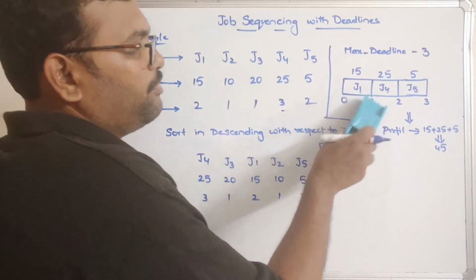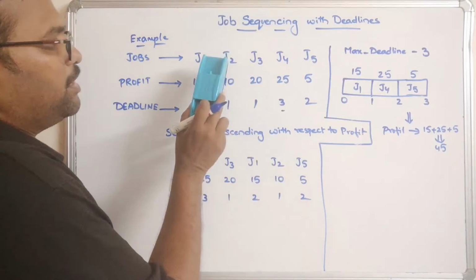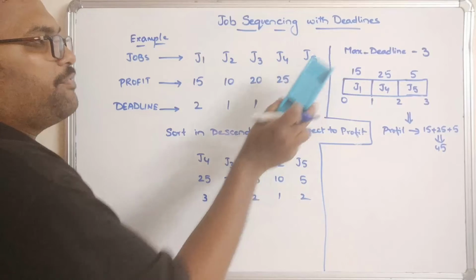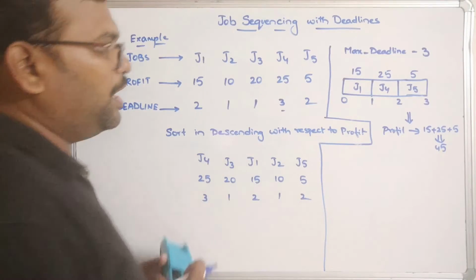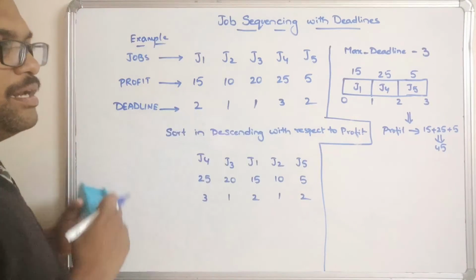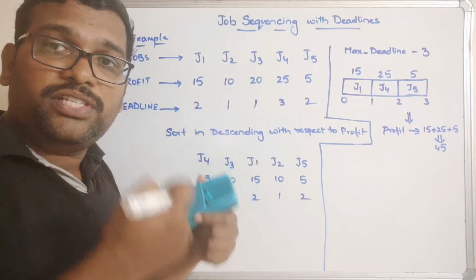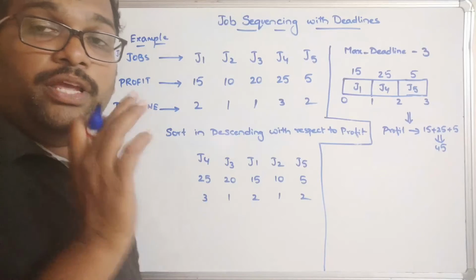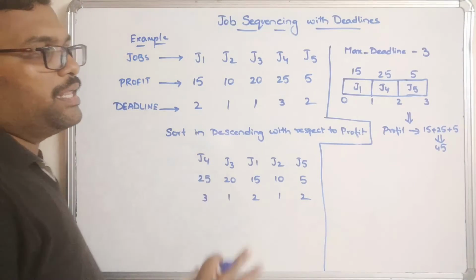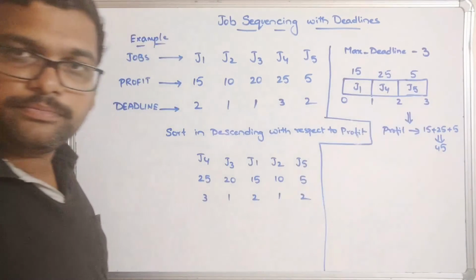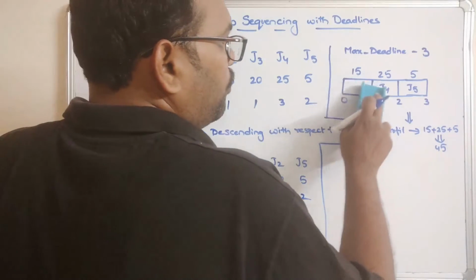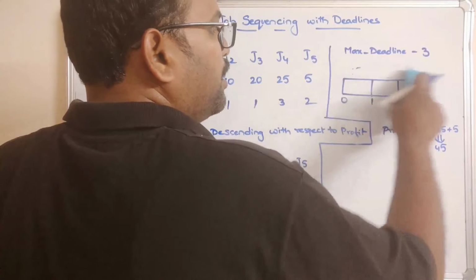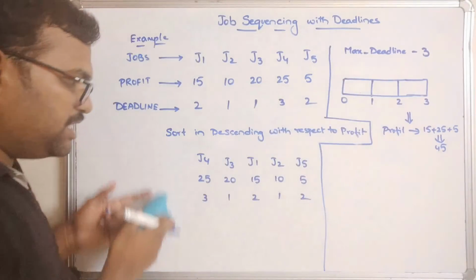So there will be a lot of solutions. We can execute J1, J4, J5, we can execute J2, J3 and J1, we can execute J2, J3, J5, etcetera, right? So what happens here? We need to select the optimal solution based upon the constraint. So what is the constraint here? We need to get the maximum profit. In order to find that maximum profit, we are going to follow this process.